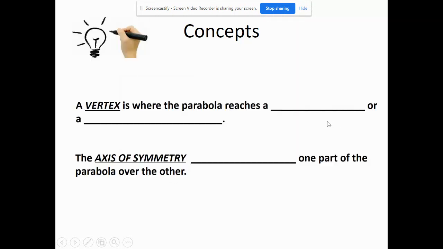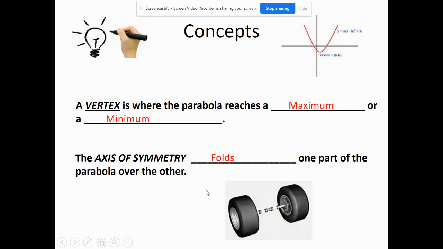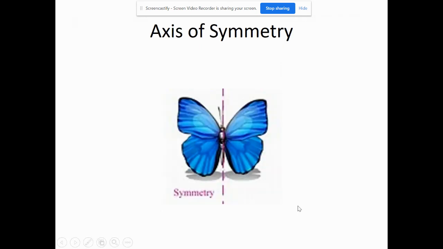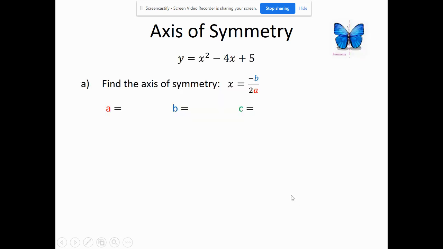Some concepts for quadratics. The vertex is where the parabola reaches, in a sense, its maximum or minimum point. And the axis of symmetry is where it folds one part of the parabola over the other. Basically, it's going to occur at the maximum or minimum point, because each side is equal from there to be folded over. It has to be symmetric.